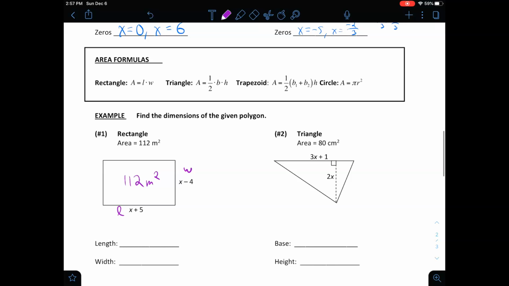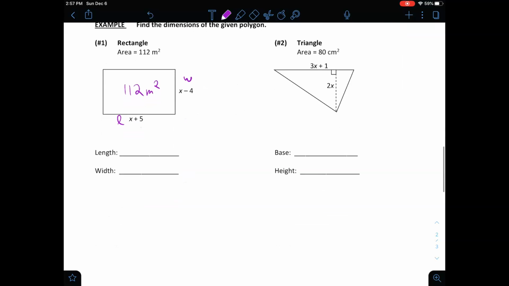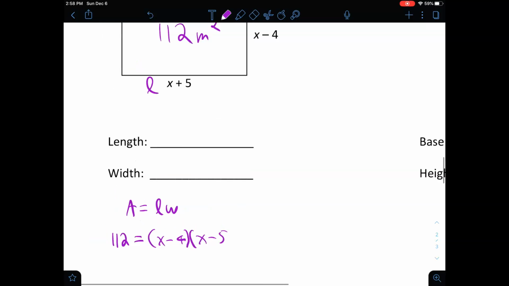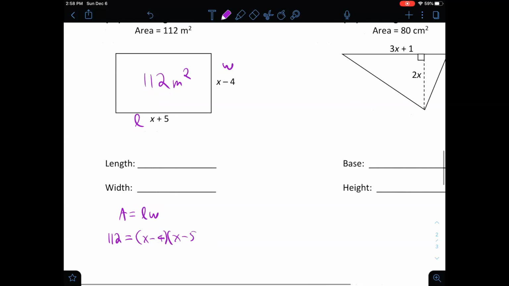So what's the formula for area of a rectangle? Well, it's length times width. So let's go ahead and just fill in what we know here. So area equals length times width. Well, the area is 112. The length is x minus 4. And the width is x plus 5. Did I get that right? I flipped those around, sorry. Let me fix those. So the length is x plus 5, and the width is x minus 4.